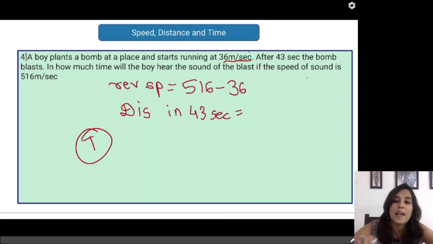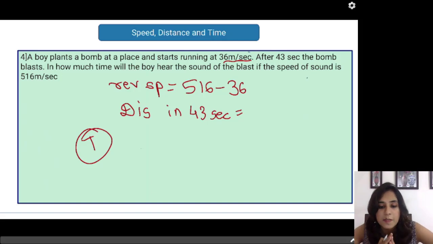Okay guys, the time has ended. Like I said, this question deals with the relative speed concept. A boy is planting a bomb, and the bomb is going to blast after 43 seconds, but the boy would have already traveled some distance in 43 seconds. You have to find out the distance traveled by the boy.